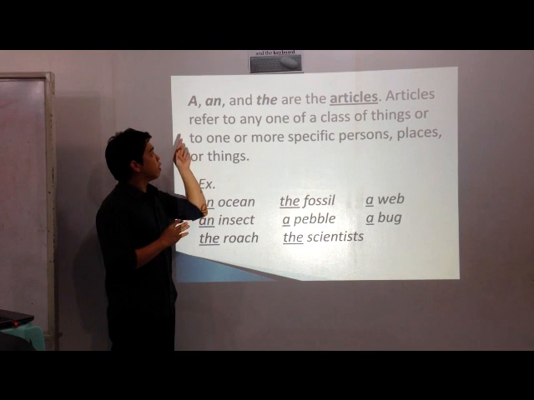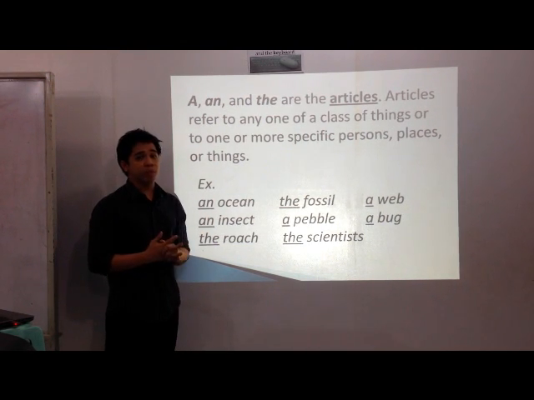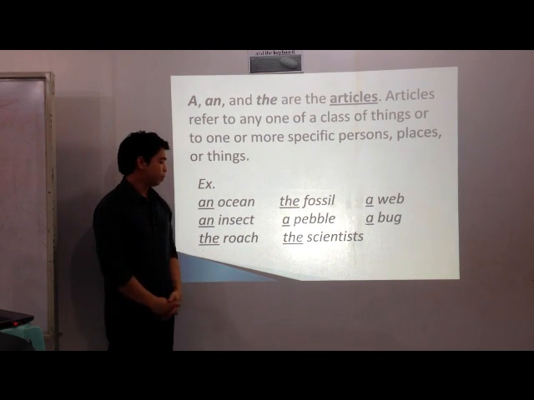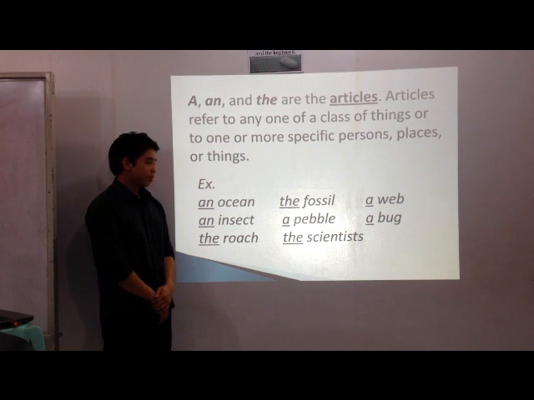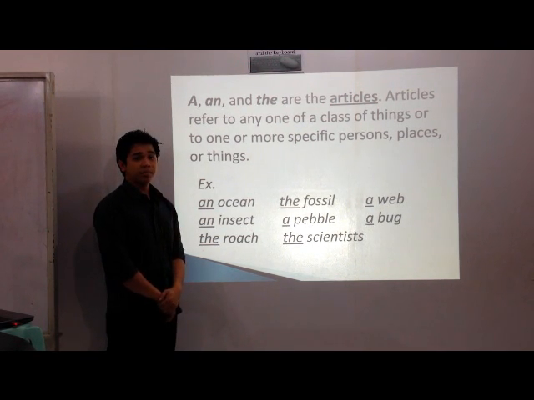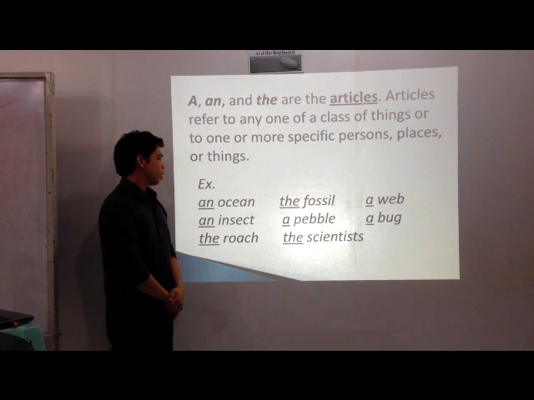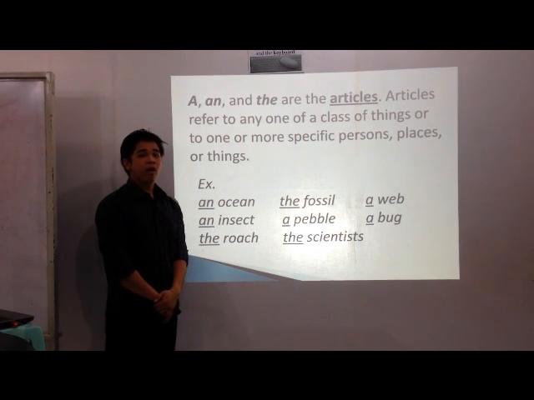Remember that articles refer to any one of a class of things or to one or more specific persons, places, or things. For example, an ocean, an insect, the roach, the fossil, a pebble, the scientists, a web, a bug. Now the underlined words an, a, and the are what you call the articles used as adjectives.